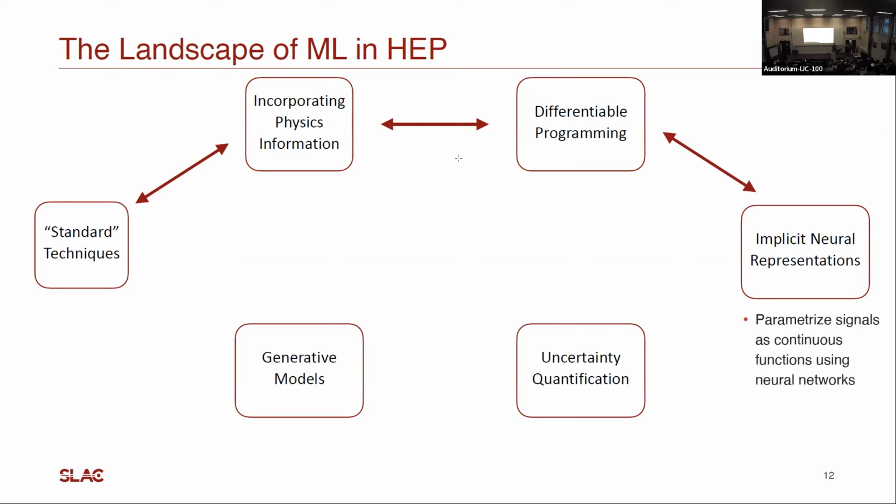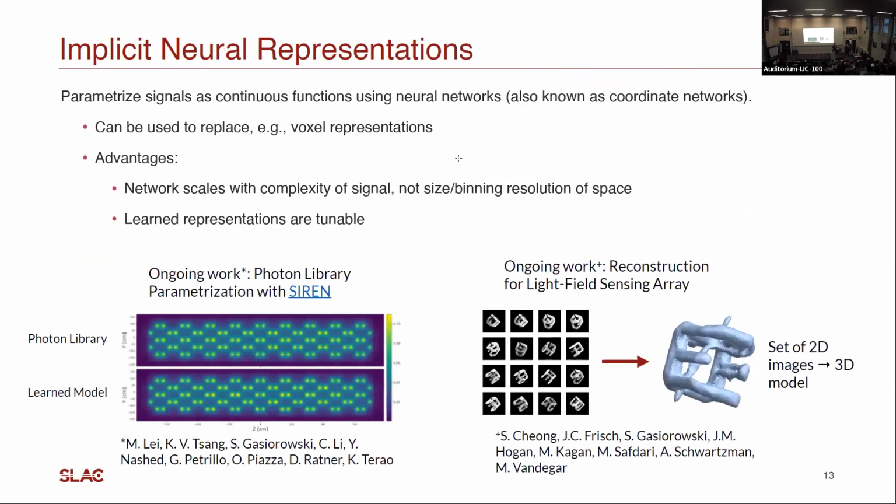And that's where this other area comes in with these implicit neural representations. And these are very, very new, I think, to HEP, or at least people aren't thinking about them a lot, and that's why I wanted to bring them up. They're mostly being used in the context of something like scene representation. And the idea here is to parameterize signals as continuous functions using neural networks. And so these are also known as coordinate networks.